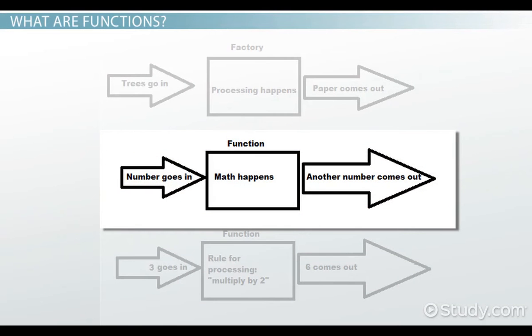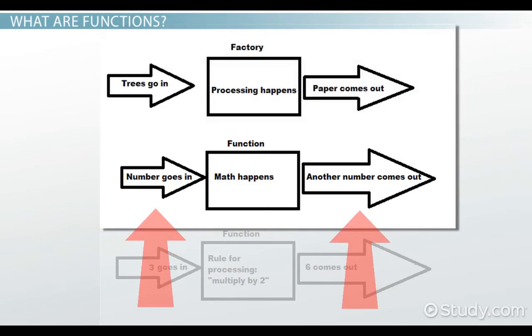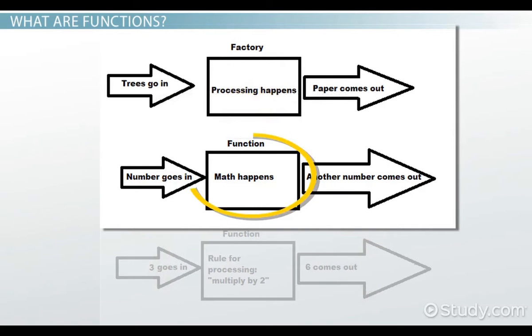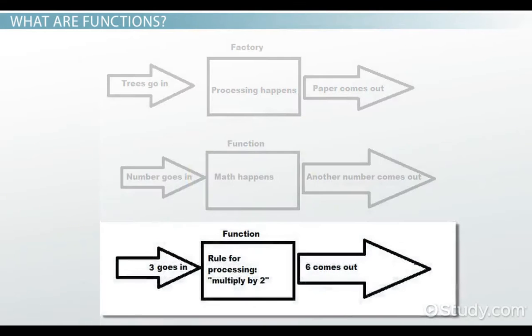A mathematical function gives you a process for transforming inputs into outputs, just like a factory gives you a process for transforming trees into paper. Where the processing equipment in a factory might be conveyor belts and dryers, the processing equipment in a function is a rule for doing some kind of mathematical operation, something like this.